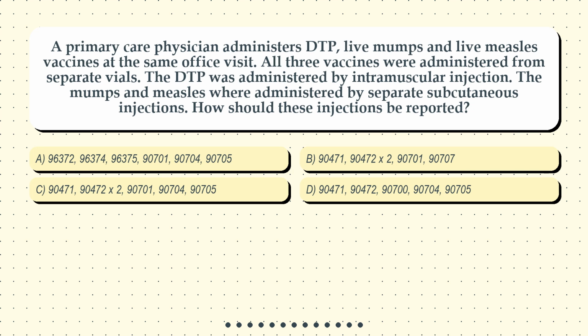Question 1. A primary care physician administers DTP, live mumps and live measles vaccines at the same office visit. All three vaccines were administered from separate vials. The DTP was administered by intramuscular injection. The mumps and measles were administered by separate subcutaneous injections. How should these injections be reported?